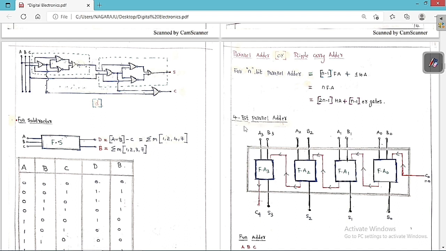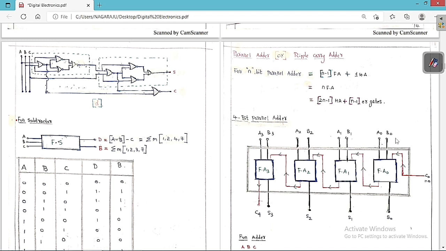Suppose I want to build a 4-bit parallel adder. Then we can see clearly here: this is the first adder, second adder, third adder and the fourth adder. Let me label them FA0, FA1, FA2 and FA3. So I am going to add in a parallel fashion.